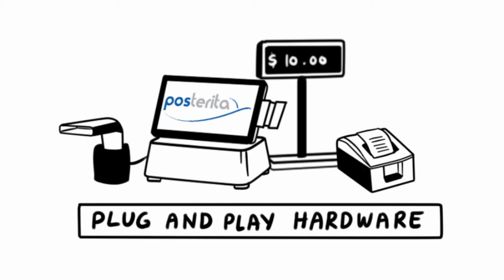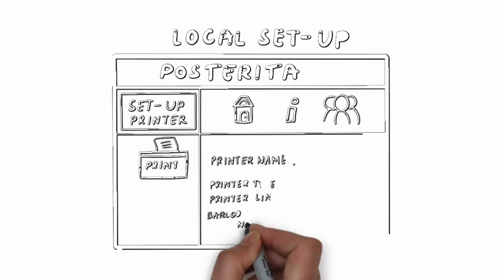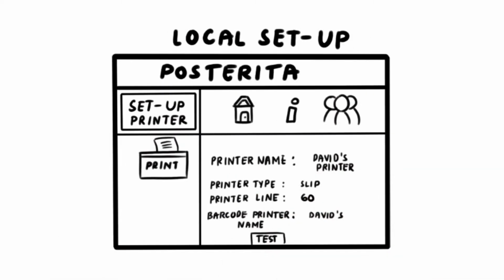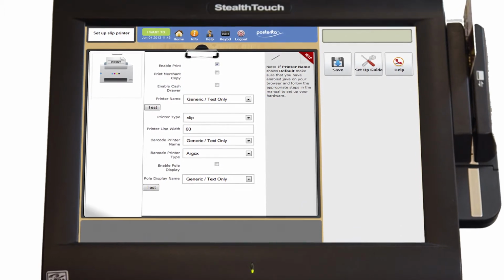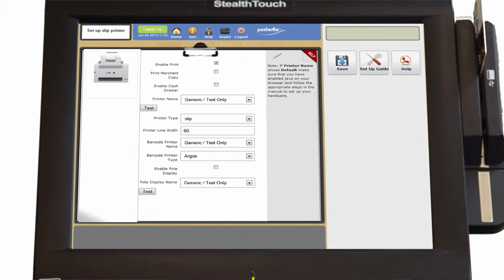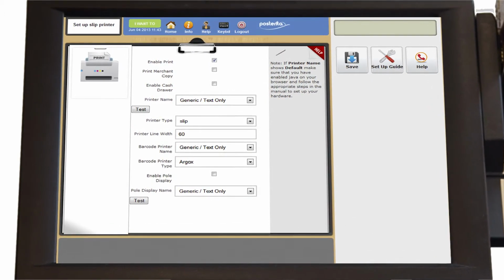Most of the hardware can be set up remotely. Only the printer requires local setup. Install the proper driver on your machine. Have the machine connected to Posturita.com so that cookies can be locally installed on this machine. This will allow Posturita to know that a specific terminal is assigned to the slip printer.